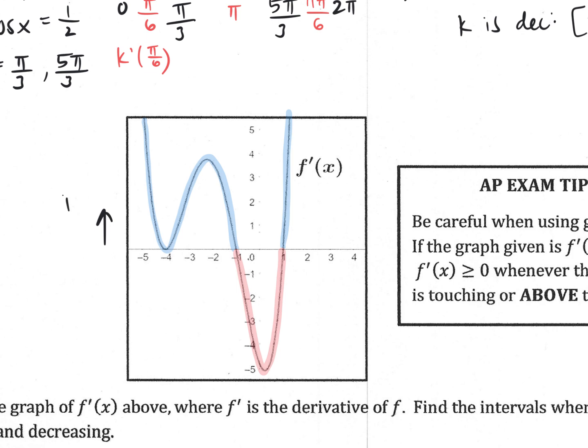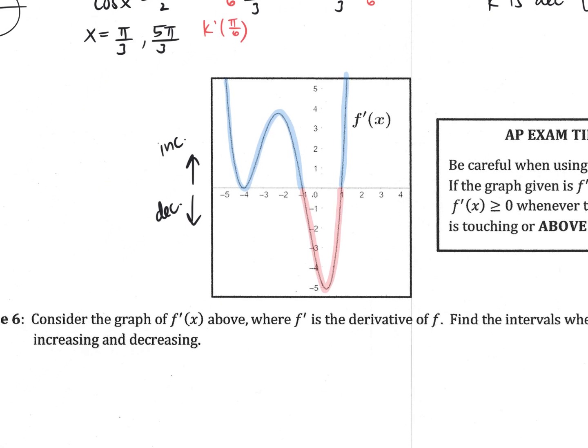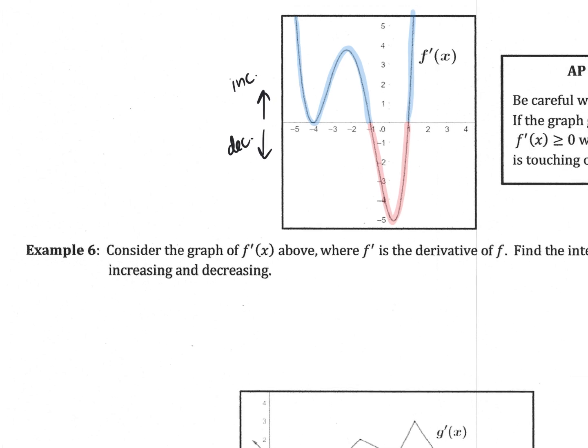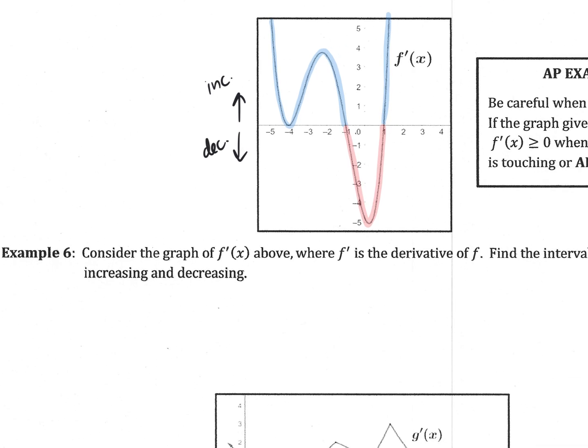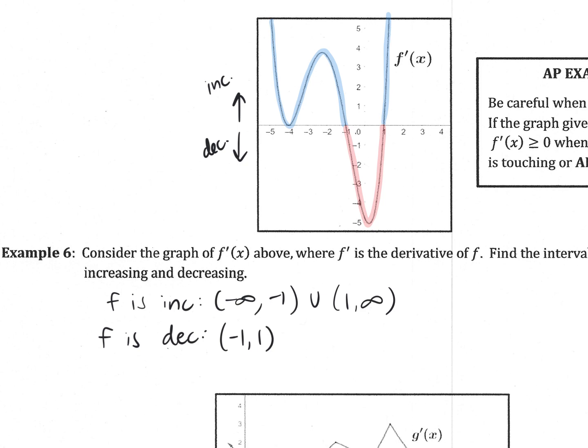Okay, so above is increase and below is decrease when we're given a derivative function. That's what question number 6 is asking us to do: look at this graph above and decide what the intervals for increasing and decreasing are. My intervals for increasing would be from negative infinity to negative 1, and from 1 to positive infinity. And then f is decreasing from negative 1 to 1.